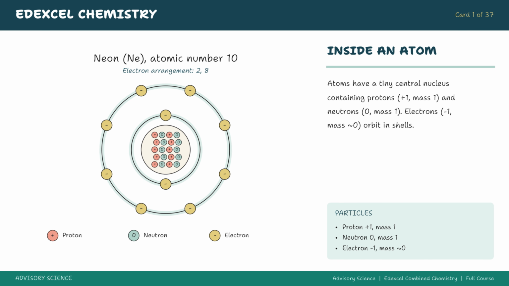The atomic number tells you how many protons there are, and the mass number is protons plus neutrons. Because the positive protons and the negative electrons balance, an atom overall is neutral. Exam questions often ask what is inside the nucleus, and you must answer only protons and neutrons. Electrons are never in the nucleus, they're always in the shells outside.